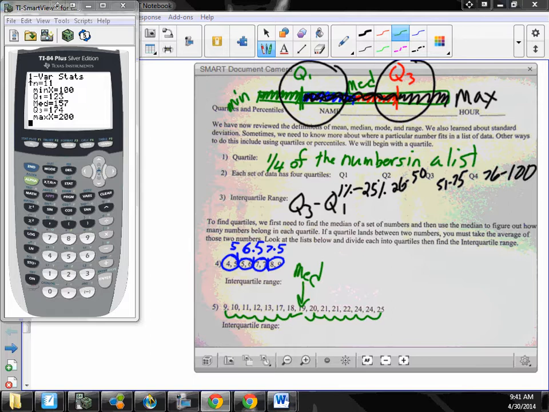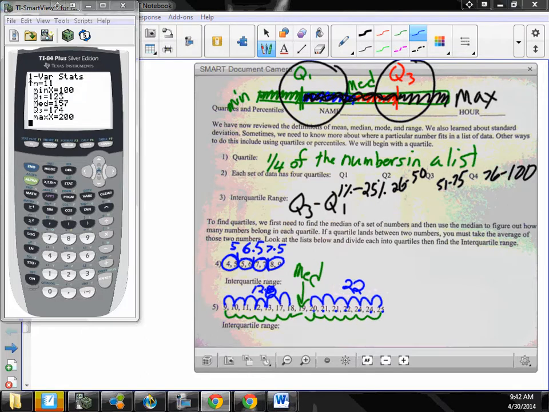And then I have to find the median of either side. So I'm going to count in 1, 2, 3, 1, 2, 3. I think I messed something up, right? 12. There we go. 12 and 22. So the interquartile range is going to be 10.